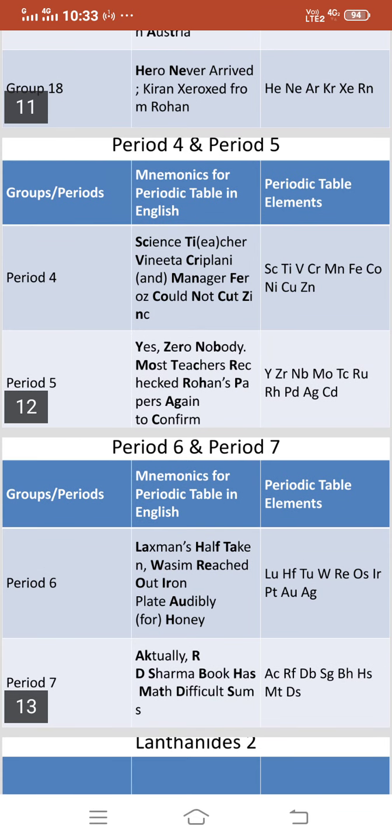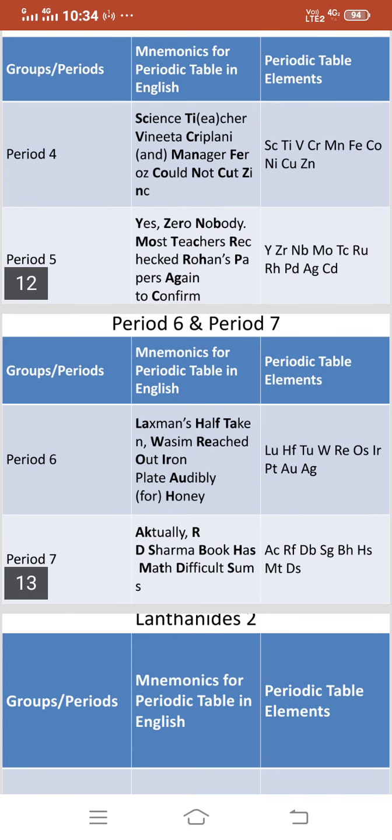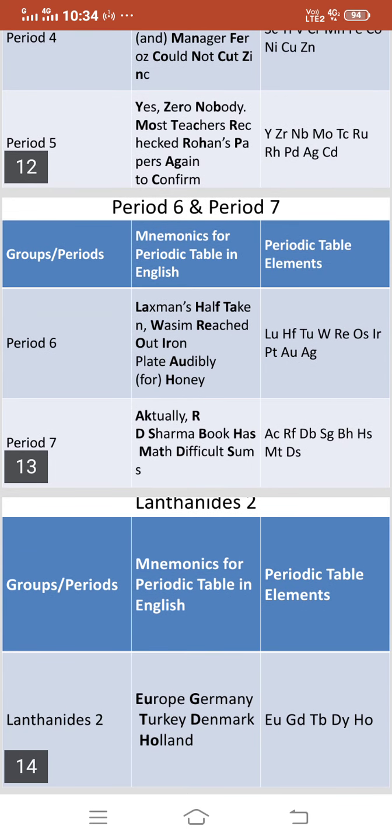And mnemonics for period 6 and period 7. For period 6, Lakshman's half taken Wasim reached out iron plate audibly for honey. Then the mnemonic for period 7 elements: Actually, R.D. Sharma book has math difficult sums. Now the mnemonic for the Lanthanide 2 series: Europe, Germany, Turkey, Denmark, Holland.